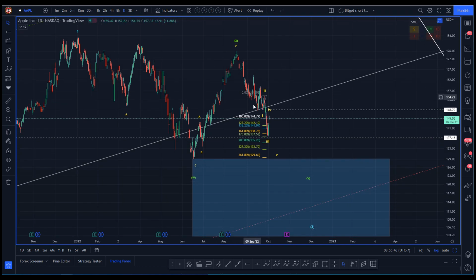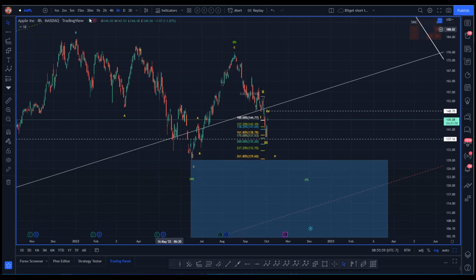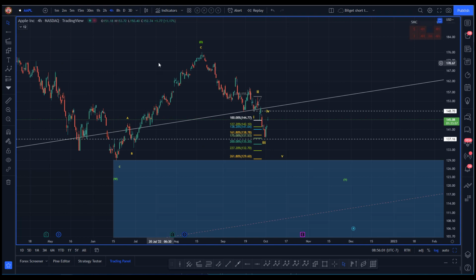Is this 1, 2, 3, 4, 5? Oh, 1, 2, 3, 4, 5. A, B, 1, 2, 3, 4, 5. So we're just doing kind of a tight zigzag. Let's go to an 8 and take a look at that. There's an 8. Oh, let's go to a 4. Let's label it up, see what it looks like.